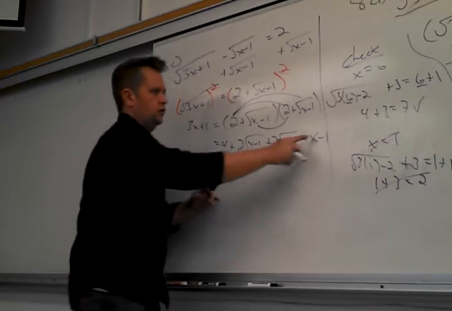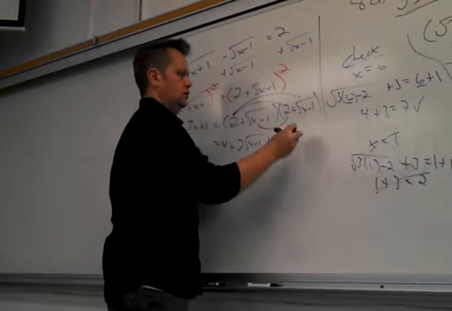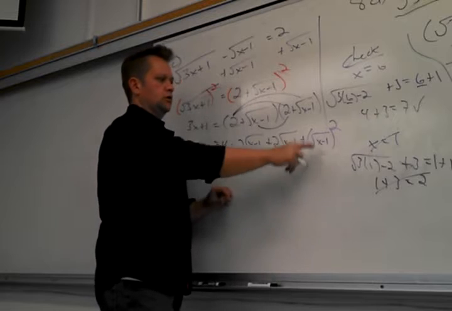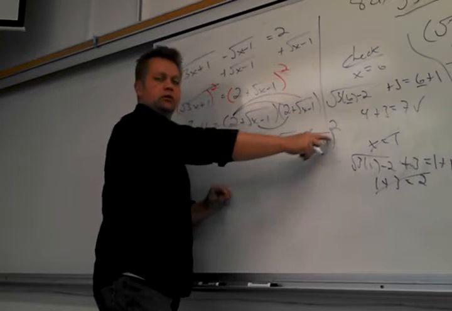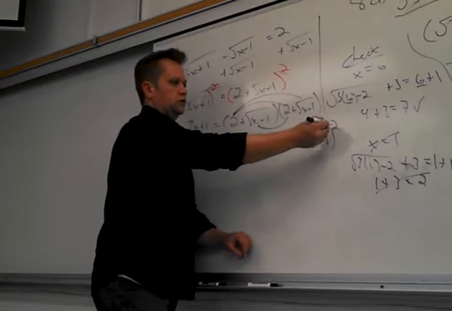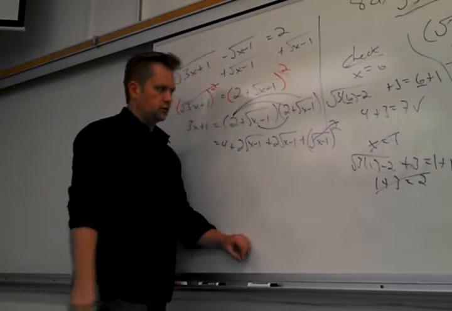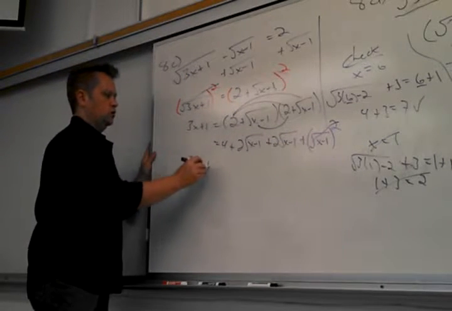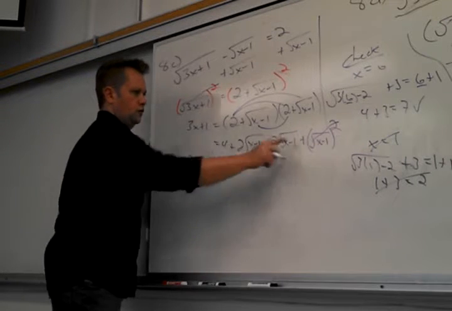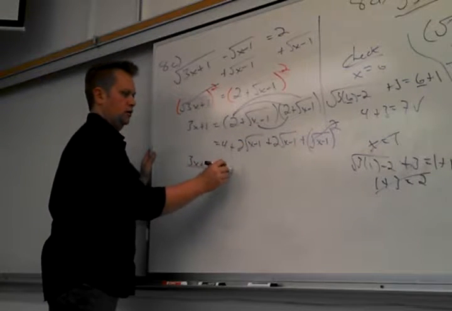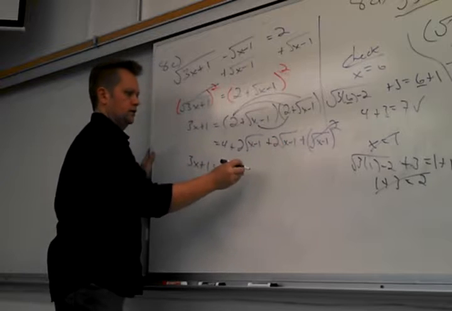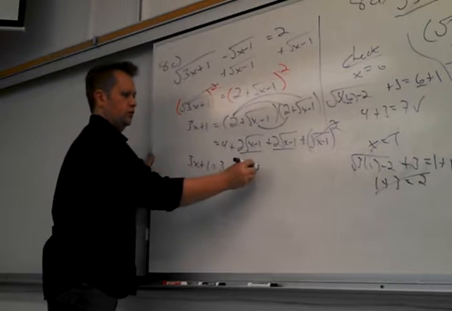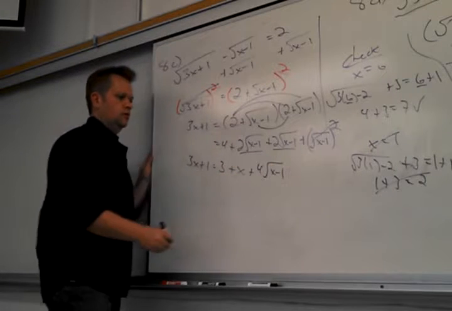So if you prefer, let me write it like that first, because I still have people looking at me like I'm crazy. Isn't that what you get when you multiply that by itself? You get that thing squared? Yes. And what do the square and the square root do? Cancel. So you get x minus 1. So you get 3x plus 1 equals 4 minus 1 is 3 plus x plus, what do I have here? 4 of these.